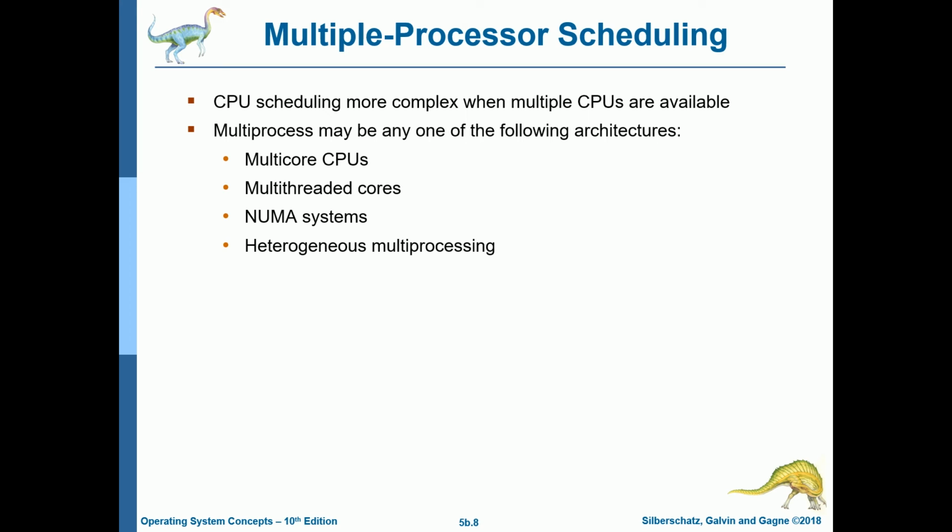Traditionally, the term multiprocessor refers to a system that provides multiple physical processors where each processor contained one single core CPU. However, the definition of multiprocessor has evolved significantly, and on modern computing systems, multiprocessor now applies to the following system architectures: multi-core CPUs, multithreaded cores, NUMA systems, heterogeneous multiprocessing. In the first three examples, we concentrate on a system in which the processors are identical, homogeneous, in terms of their functionality.